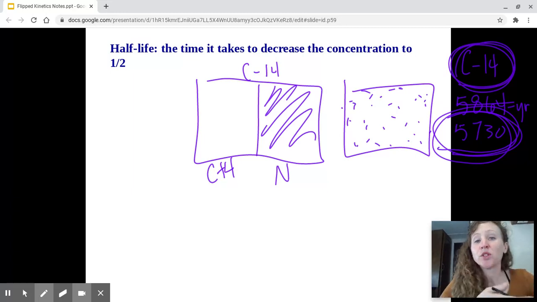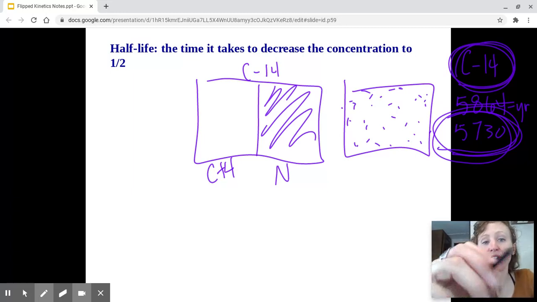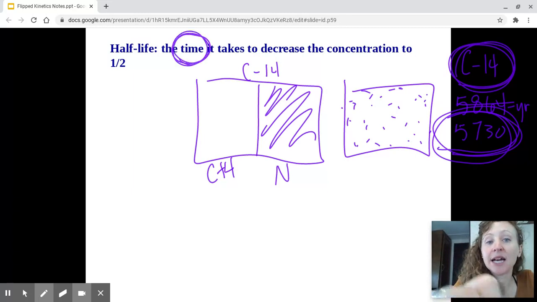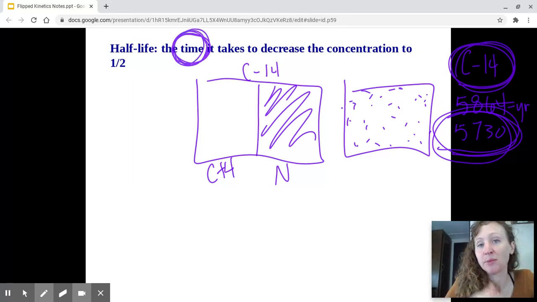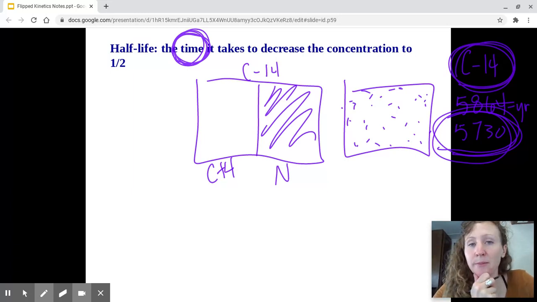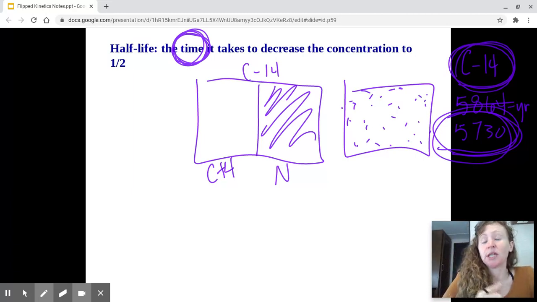So when you talk about a half-life, you're communicating a time. It's a specific time. It's 4 seconds. It's 100 seconds. It's 5,730 years, right? It's a time. This reminds me of melting point and boiling point. When they ask you what the melting point or boiling point is, you're going to communicate a temperature. Same thing with half-life. When they ask you what a half-life is, you're going to communicate a time, right?